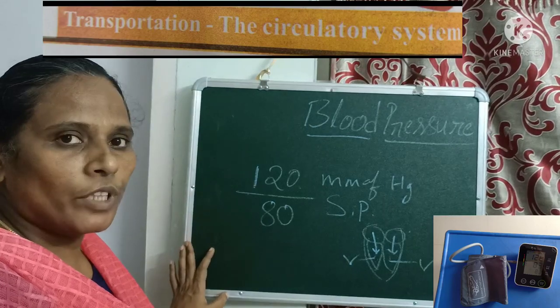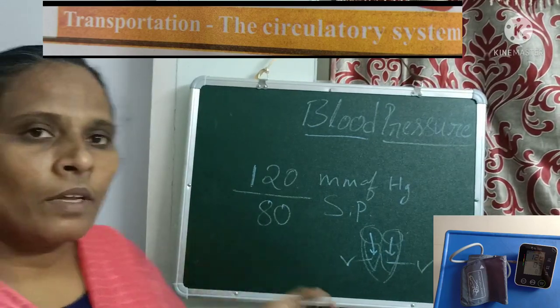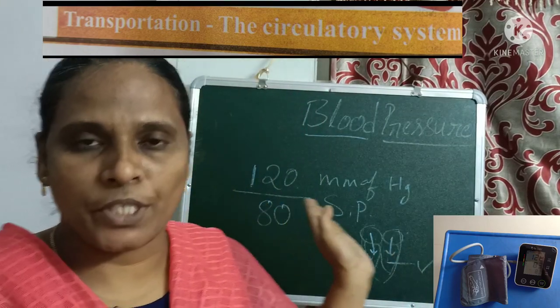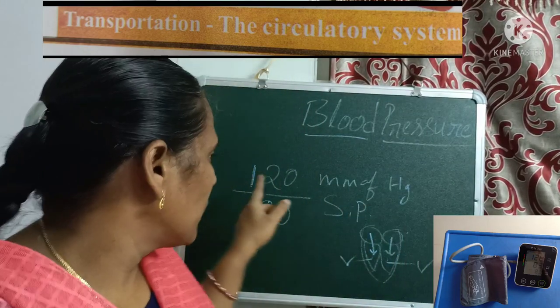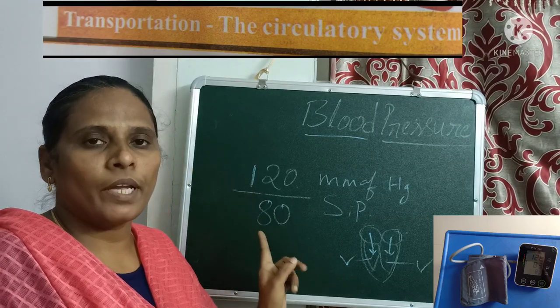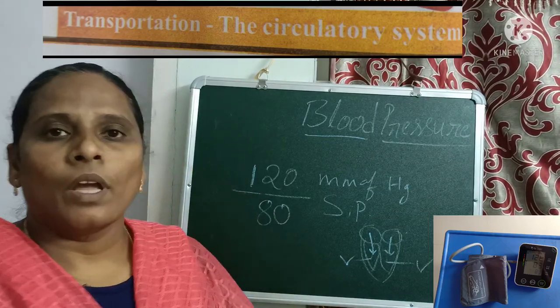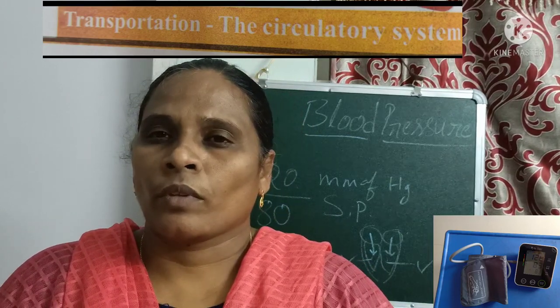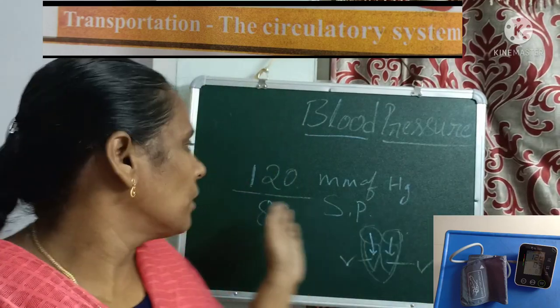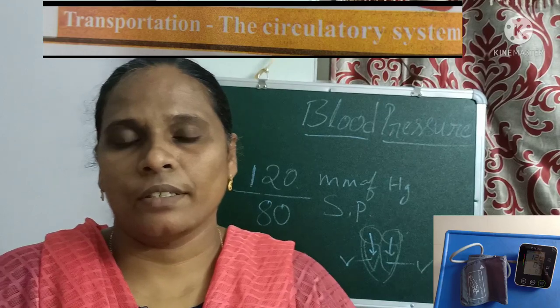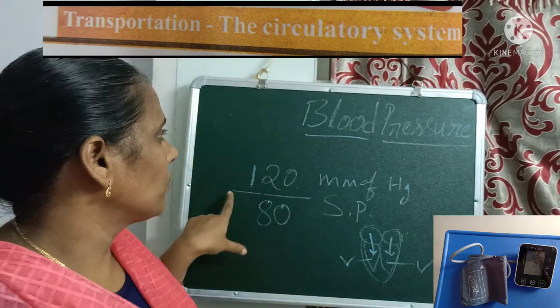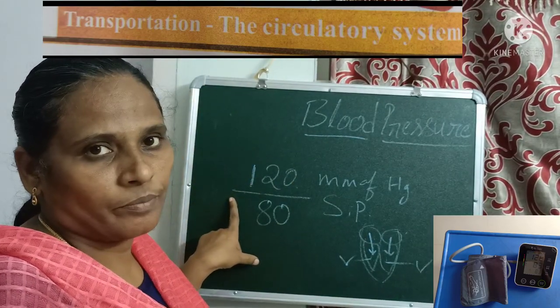And one more thing, in a person, from situation to situation, these readings may change. In rest period, it is 120 by 80. While doing exercises, running, or climbing steps, the readings may change. This is about blood pressure.